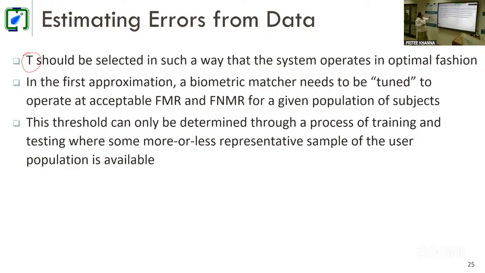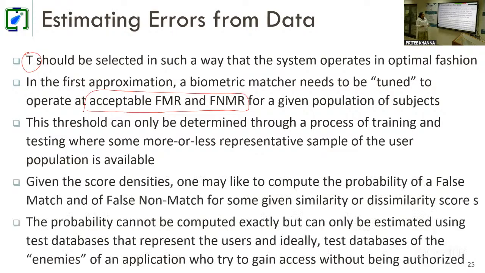So we need to tune it, and whenever we get acceptable rates, whichever rate you are agreeing with for your application, and whatever the threshold is at that point, you need to settle with that threshold. That is your option. Right? Also, given this score density, we need to compute the probability of false match and false non-match, so that we can generate the similarity or dissimilarity estimates.